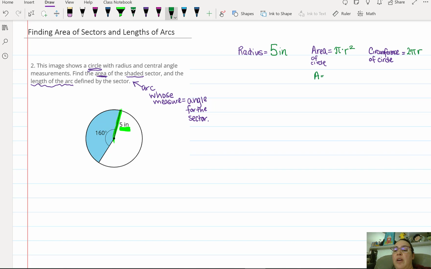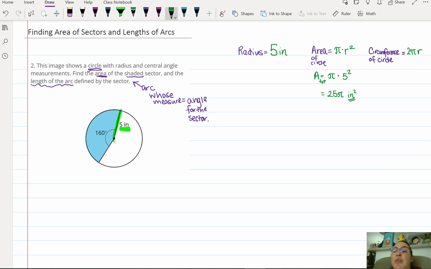Our area in our example, and I'm going to call it area sub t to remind myself it's the total area, is pi times our radius, which was 5 squared. So that's pi times 25. And our tradition is to write the number in front of the pi. So 25 pi. Because 5 was measured in inches, I can give this the units of square inches. Expect for a nice big fat 4 on a problem, I need to include those units.